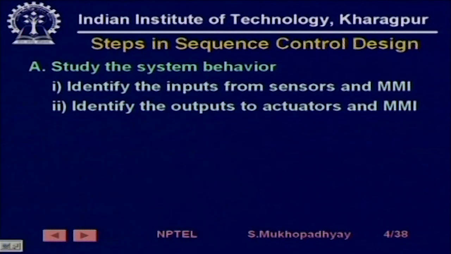Similarly, identify the outputs. So, switch on motor: the motor is an actuator, that is a kind of output. There is another kind of output, for example, switching on some indicator or some lamp. That would be an output which again goes to the MMI, or the man-machine interface. So, we have to first identify these.